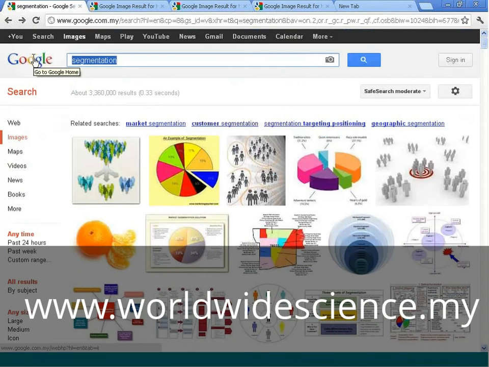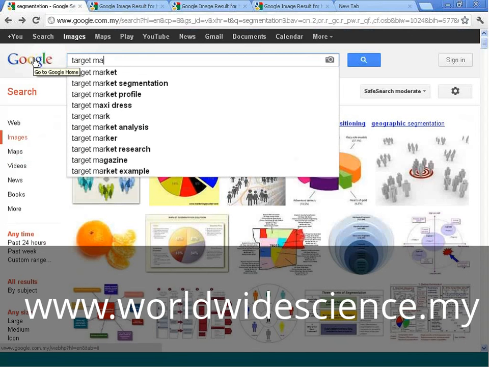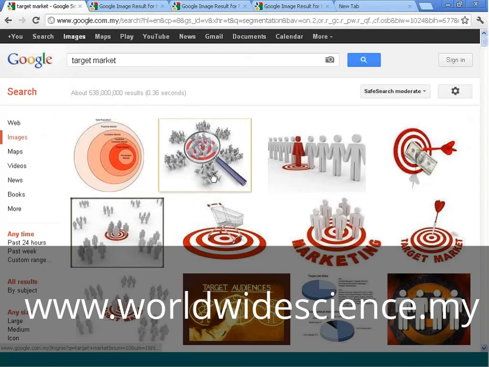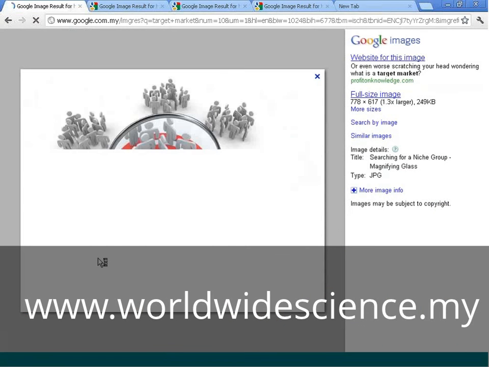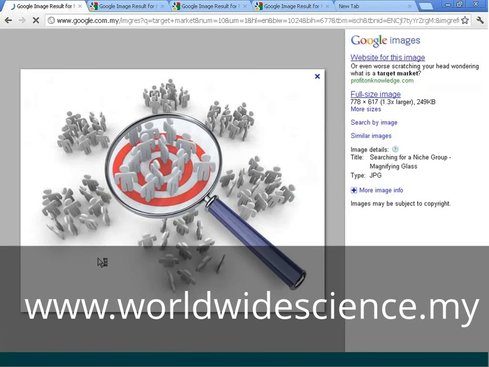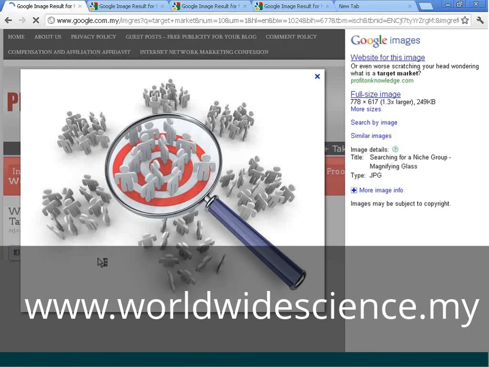Let's get help from Google and search the target market. What are good pictures for target market? This picture is about the target market and shows focusing on a part of the market. You can see the new picture. Okay, this one is introducing the target market.